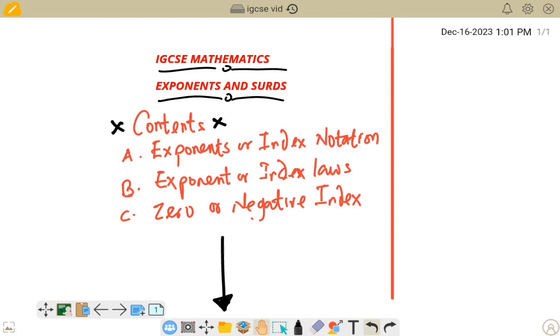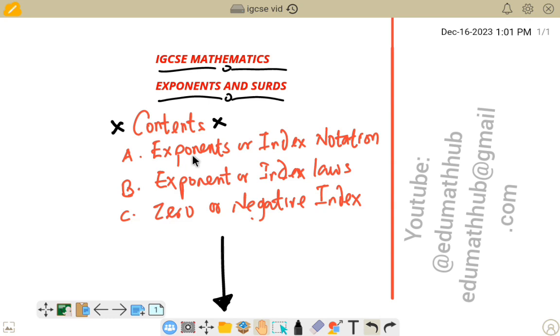So today we'll be treating IGCSE Mathematics. The topic is exponents. We're treating surds later. For today we're treating exponents. For the content, we're talking about exponents and index notation, the exponential or index laws, and then we end up with zero and negative index. So let's just get straight into the class.